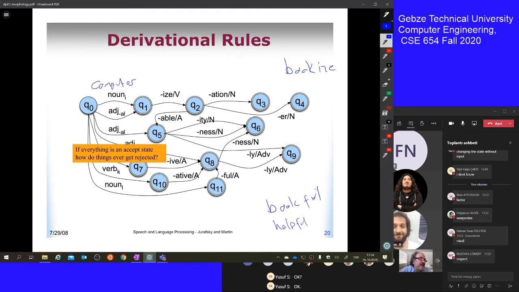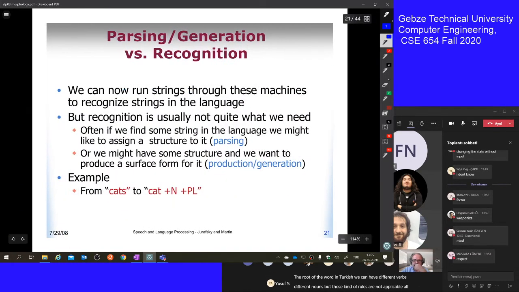Okay, somebody said weaponize. Doğancan, you don't have a microphone? Factorize. Yeah, we have respect, respectful. Yeah, okay, good. Mindful. Okay, good. Those are very good examples. And there's similar stuff in Turkish too. By adding some suffix to the root of the word in Turkish, we can have different verbs, different nouns, but those kinds of rules are not applicable all the time. Good.